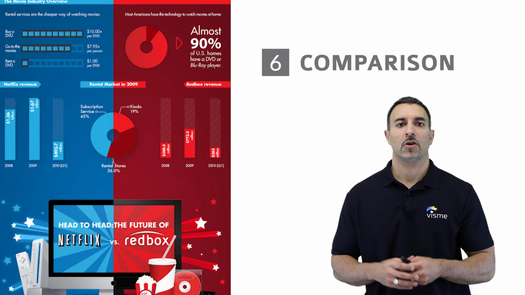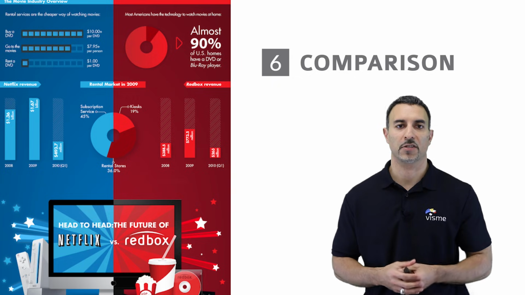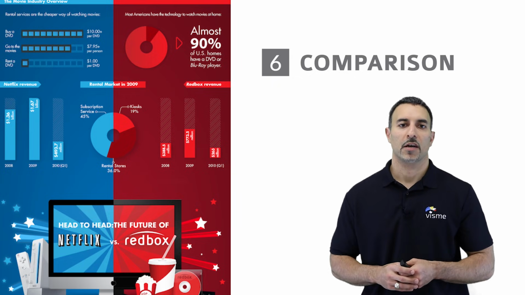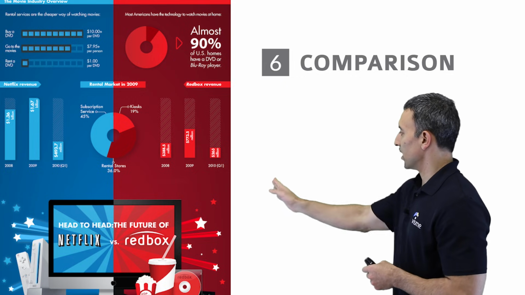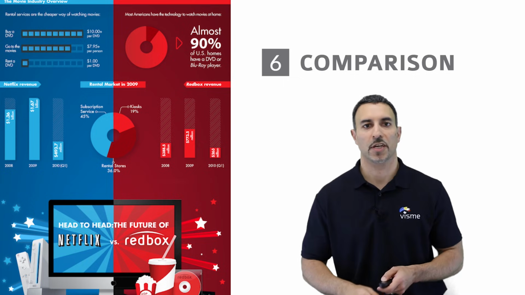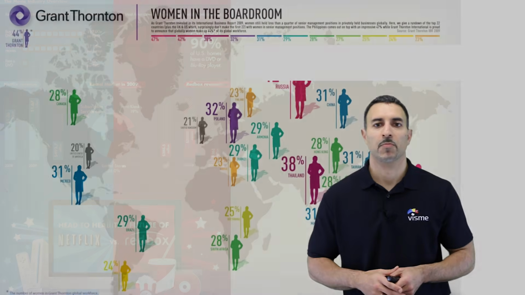Number 6, comparison, is also very popular. You see it all the time, and what you do is you compare 2 products or 2 people or ideas or things next to each other. Maybe 2 opposing things or 2 similar things. So the example here is categorized into the left and the right, and they're actually using the color variation of blue versus red to differentiate the 2 sides in terms of Netflix and Redbox.